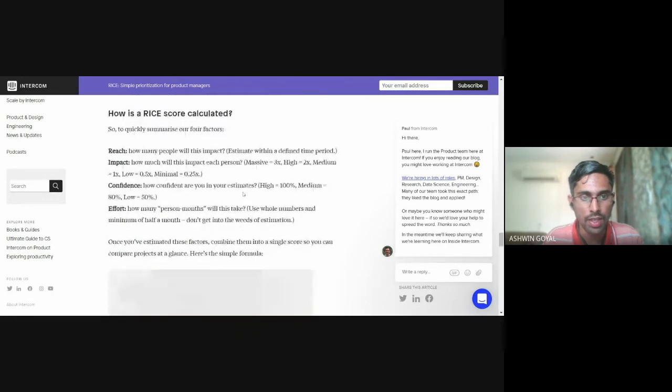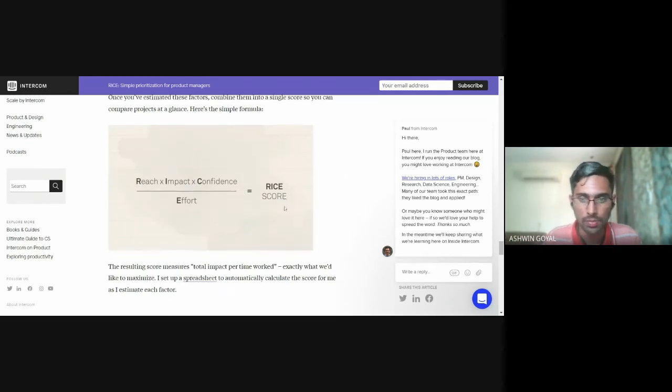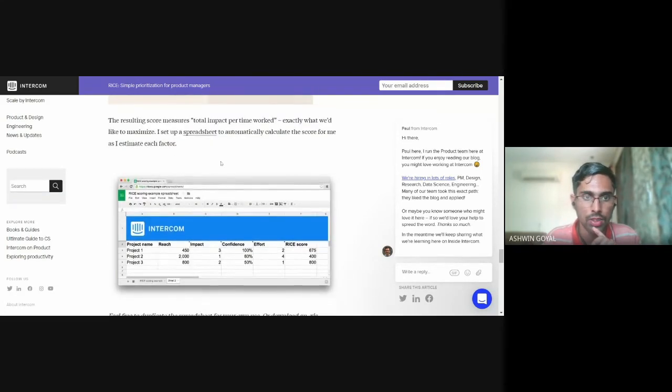And finally, how is the score calculated? R into I into C divided by effort. This is the RISE score. Let's say there are 10 features. Some of them have a higher RISE score, which means they are more likely to get prioritized. They should be prioritized, right? They would have a higher priority that way. So that is the reach, impact, confidence, and effort framework.